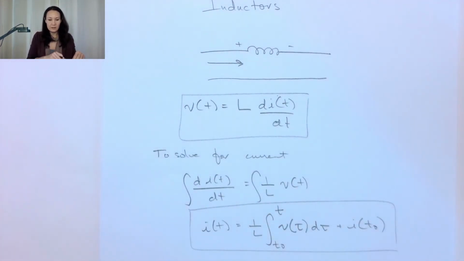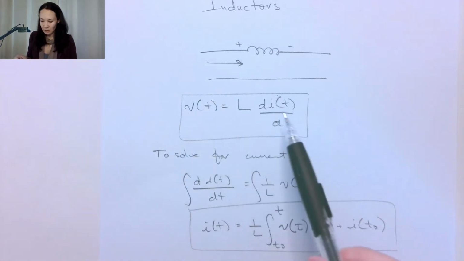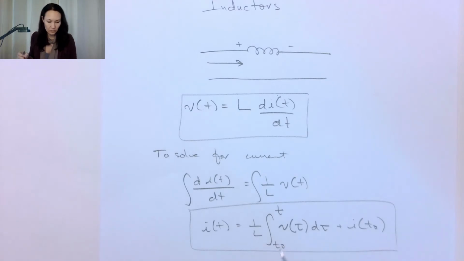And again, it looks different than Ohm's law, V equals IR, which is basically just a linear function, whereas these are not linear functions. This is a derivative function, and this has an integral term.